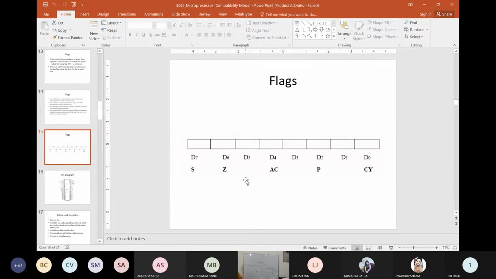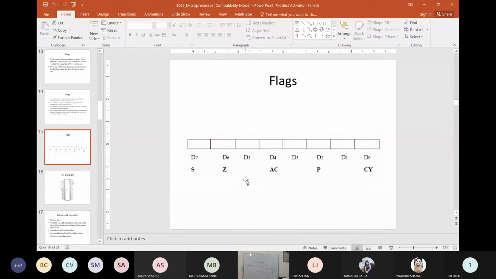Did you understand that importance? So that bit D0 is an indication. If that is equal to 1, it is understood that the internal calculations are generating a carry. If that is not set, the internal calculations are not generating any carry. Did you understand? CY stands for carry flag. In some books they will say C.